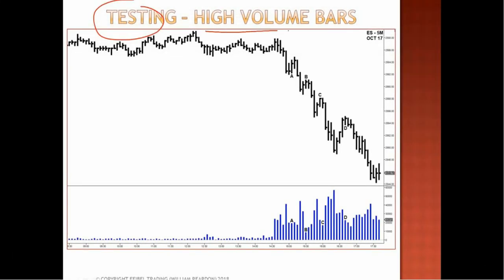Testing high volume bars on the ES Mini using a 5-minute time frame. This is a lovely little study. I remember this day very clearly. There are four no demand bars. If we take a look here, perhaps these no demands are not that apparent. However, we can always add structure and further bar analysis.